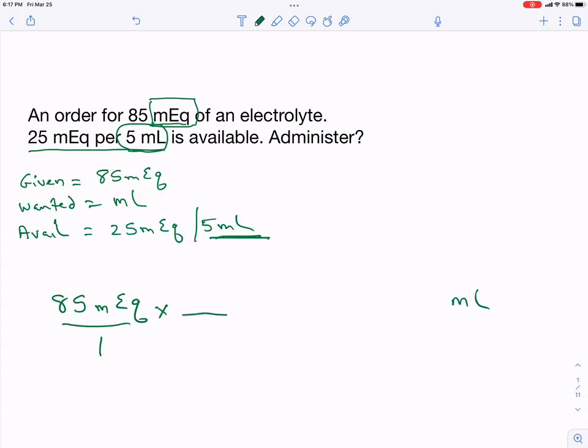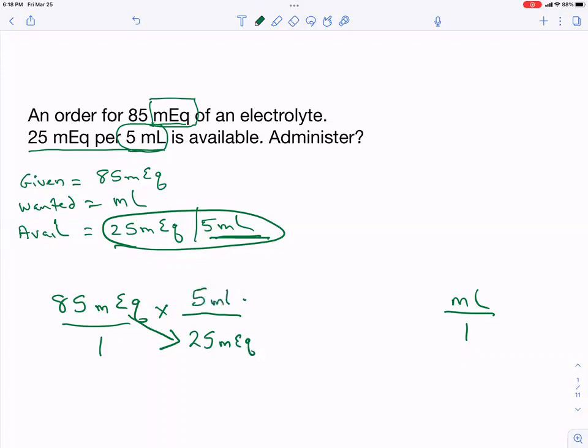So how do I get milliliter in my numerator? And how do I get rid of this milliequivalent? Well, I use what's available. There's 25 milliequivalents in 5 milliliters. When I set it up this way, I can cross off my milliequivalents. I'm left with milliliters, and that is my wanted. That's exactly where I want to be. So now it's just math.